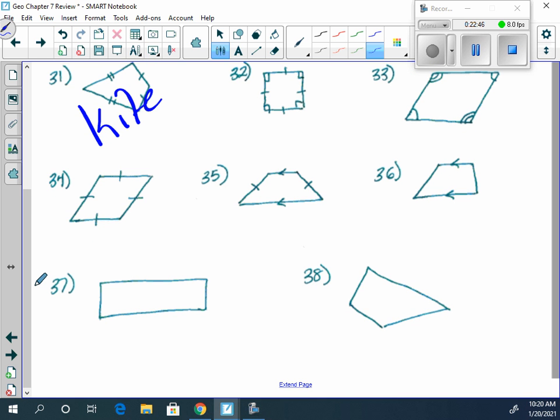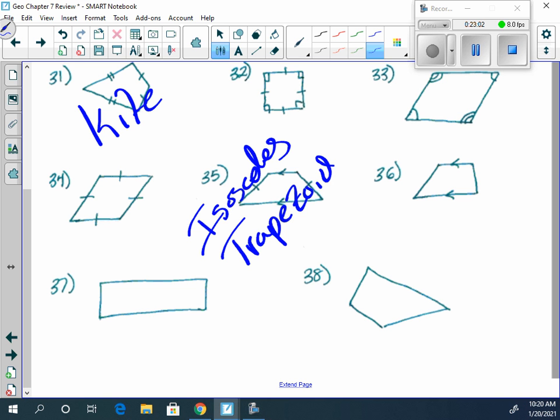How about 35? What would this be? It is a trapezoid, but it's not just a trapezoid. It's what? It's isosceles. Why is it isosceles? Yes, because we have one pair of congruent sides.